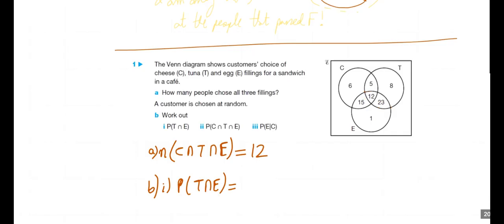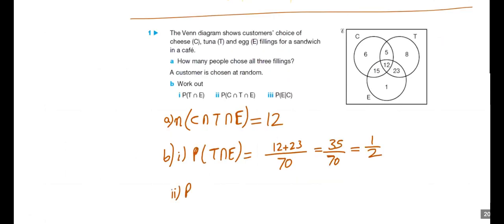Yeah. So 12 plus 23. That's how many people are in T and E. Divided by how many people? How are you gonna find it, by the way? Just add them. Exactly. 70 people, that is. 70. So 35 over 70. What is that? 5 over 10. 1 over 2. Right. Okay, good. So what's the probability of C? Okay, this is easy. It's just gonna be 12 over 70, right? Intersection of all of them is 12, 12 over 70.